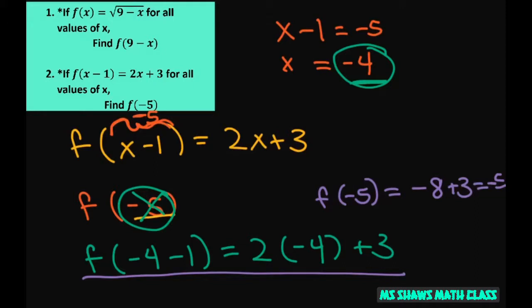So just be careful when it starts out this way and you kind of have to work backwards. You're basically doing everywhere there's an x. To make this work, you're plugging in negative 4 to get the f of negative 5.